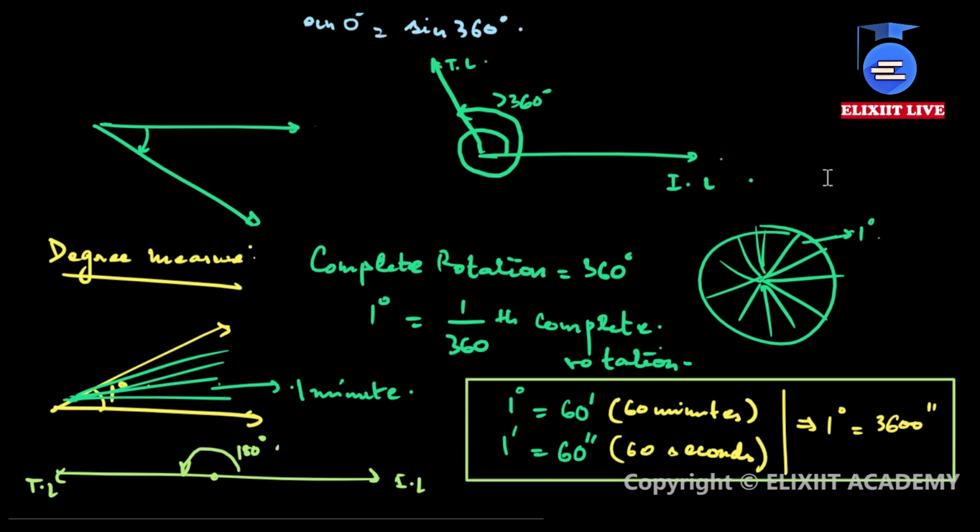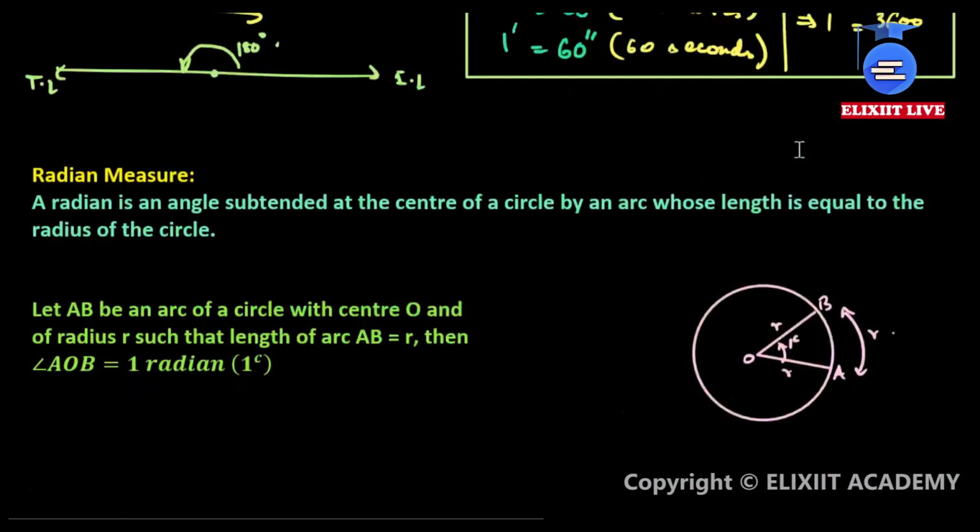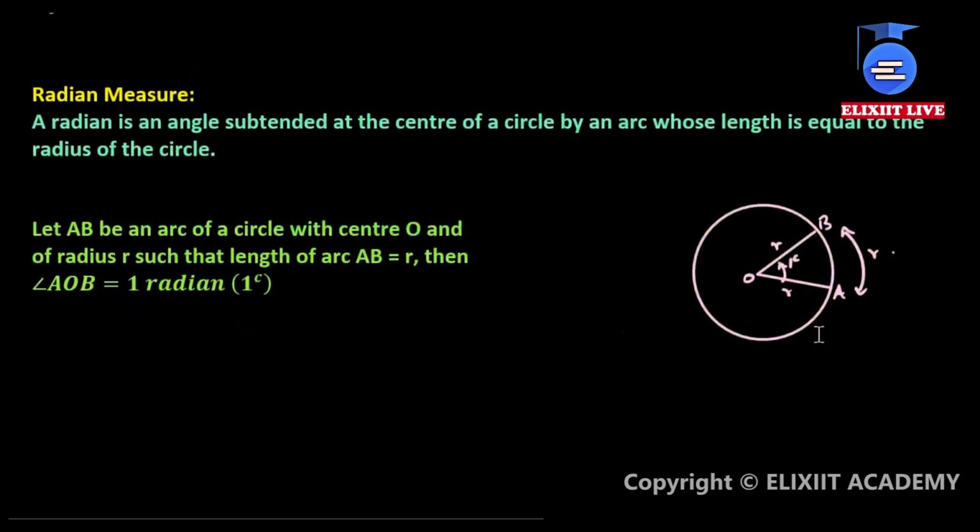Degree measure we have done; it is a very common thing you are doing from your junior classes. Now come down to radian measure. The definition of radian says: radian is an angle subtended at the center of a circle, the one which I was telling you at the very beginning, by an arc whose length is equal to the radius of the circle.